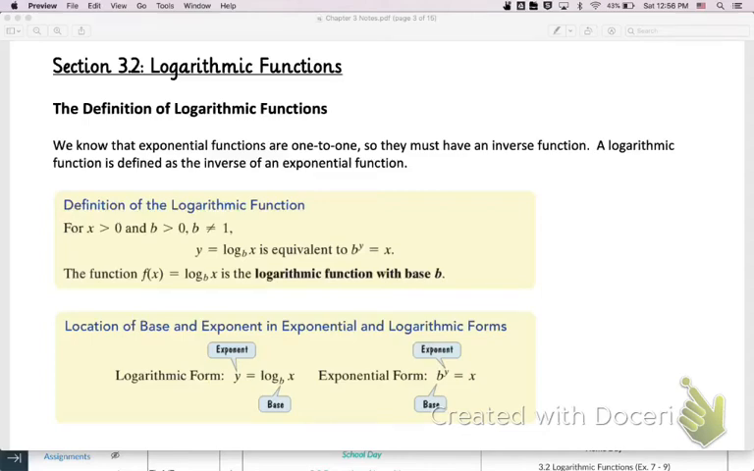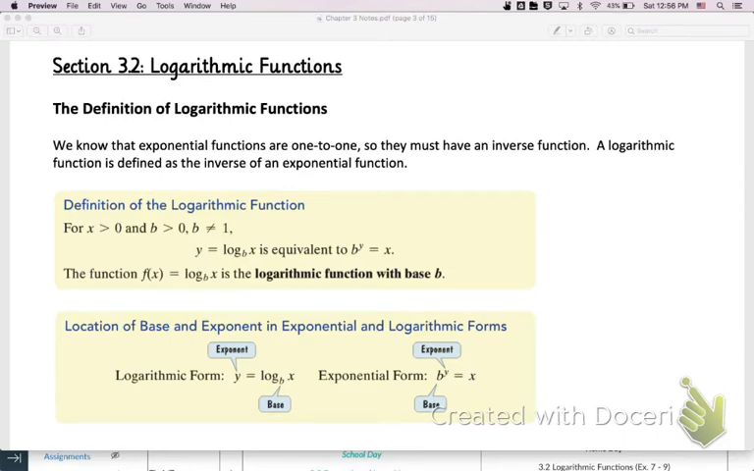All right, yesterday we talked about exponential functions. We said that exponential functions were one-to-one, which means that they have an inverse that is also a function. Well, this is the inverse of an exponential function. A logarithm is the inverse of an exponential, okay? And so the definition of a log equation, there is a direct relationship between the two.